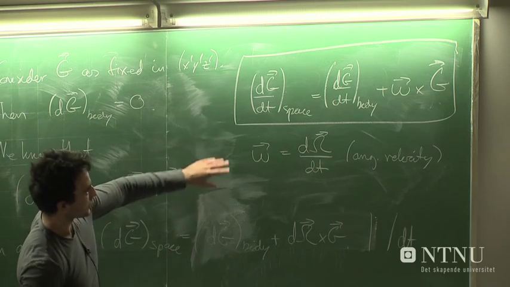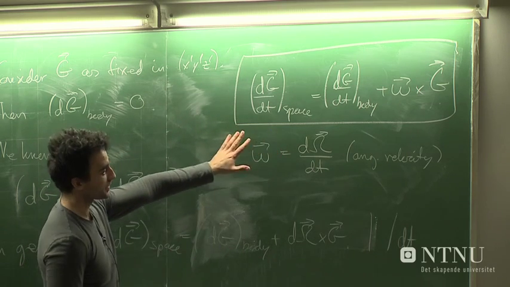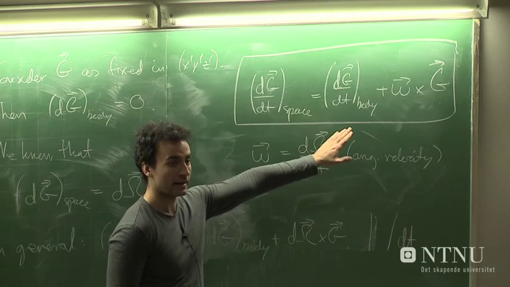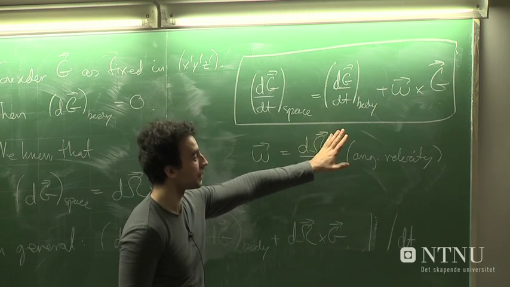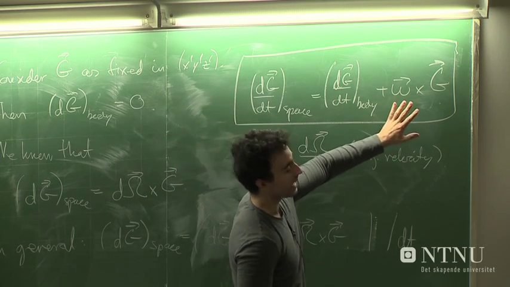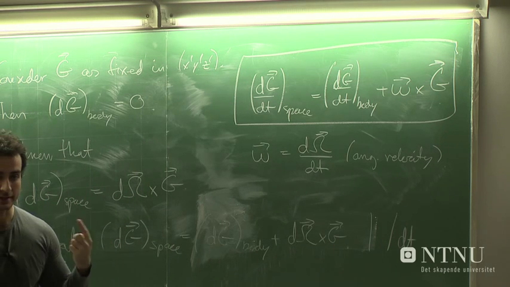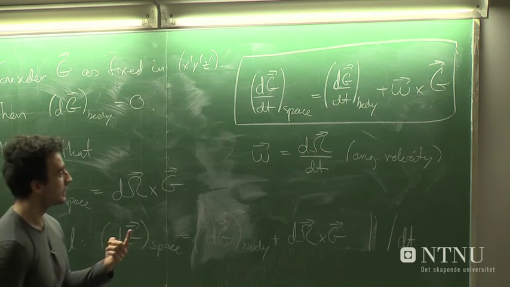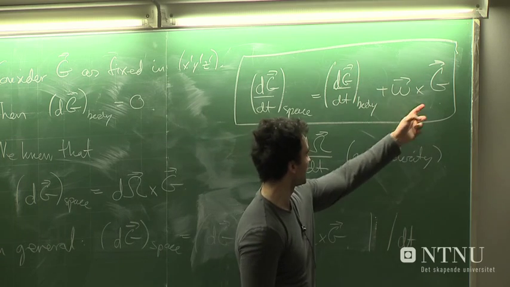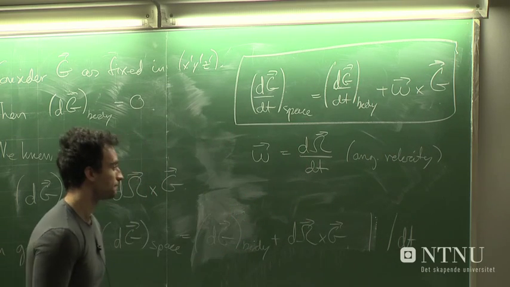So we see that the rate of change of an arbitrary vector g in the space system is given as the rate of change as seen by an observer in the body system, plus the angular velocity, or the rate of rotation of the body, crossed with g. So omega here is the angular velocity.